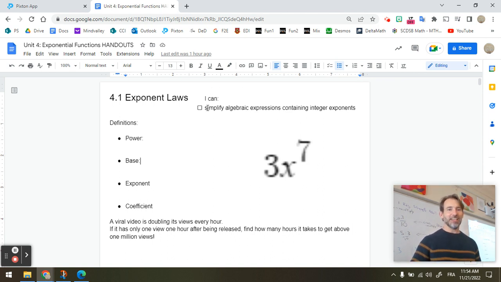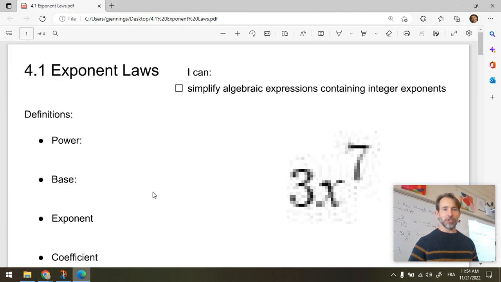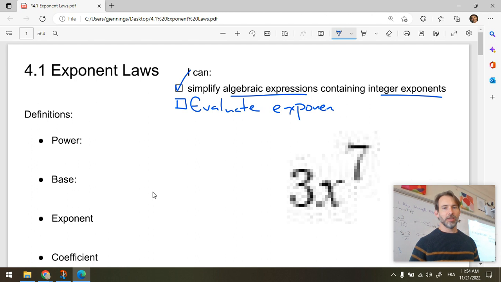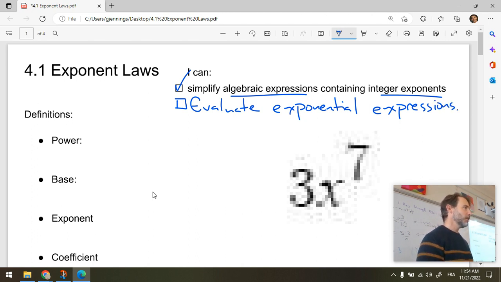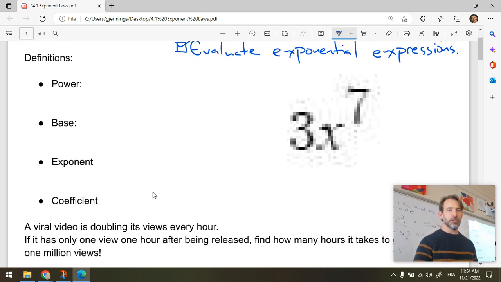Today's goal is we want to make sure that by the end of the lesson you can simplify algebraic expressions containing integer exponents, and you can add this learning goal as well, evaluate exponential expressions. So if it's only numbers in there and it's not a function, you want to be able to find out what the number equals. So those are our two learning goals for today. So let's carry on and we'll see what we need to do.